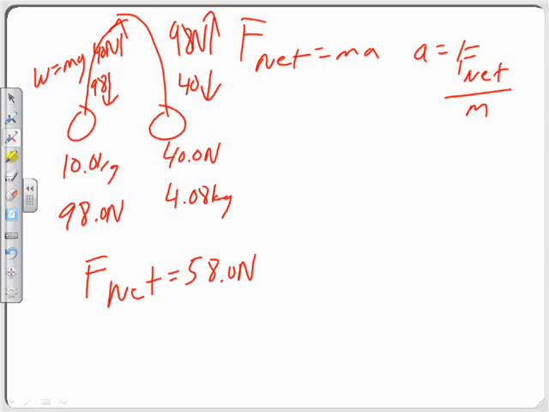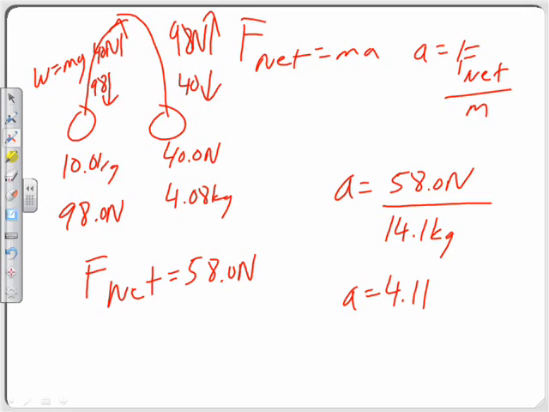So to work out the problem, a equals F net over m. a is going to equal the net force of 58 newtons divided by the total system mass, because that force is acting on both masses. So the total system mass is 10 here, 4.08 here, a total with three significant digits, we're just going to say 14.1 kilograms. So if we do the math on that, 58 newtons divided by 14.1 kilograms, we end up with an acceleration of 4.11.